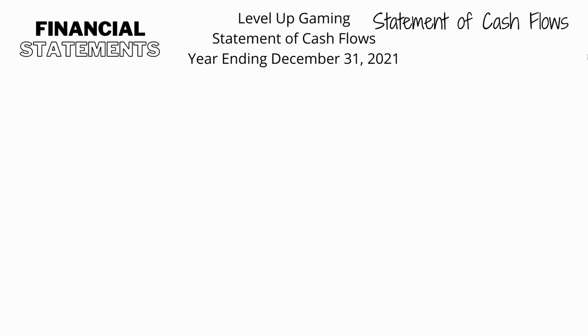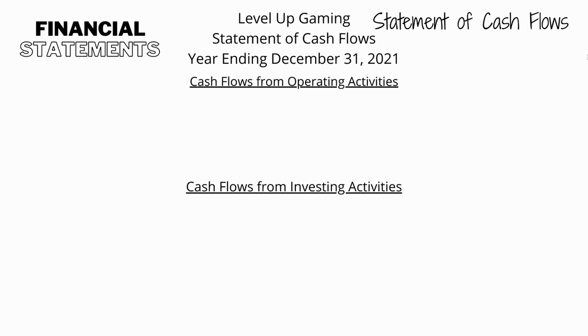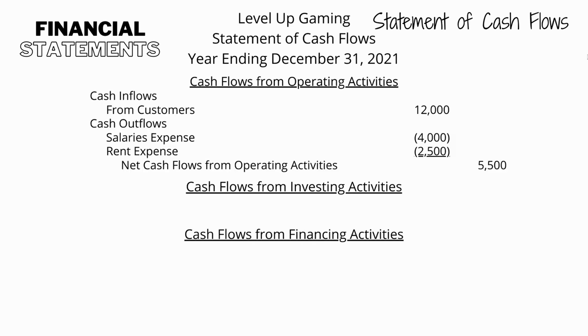Let's look at the statement of cash flows for Level Up Gaming for the year ending December 31st, 2021. We'll have the cash flows from operating activities, cash flows from investing activities, and cash flows from financing activities. We'll start with operating activities. We'll have cash inflows from customers of $12,000 and cash outflows that include the salaries expense of $4,000 and the rent expense of $2,500. So the net cash flows from operating activities equals $5,500.